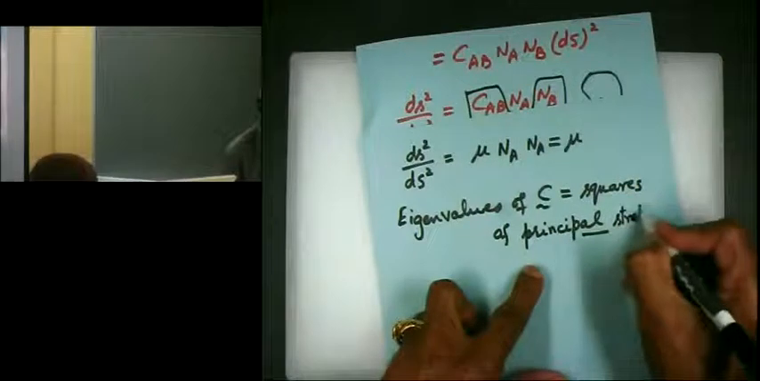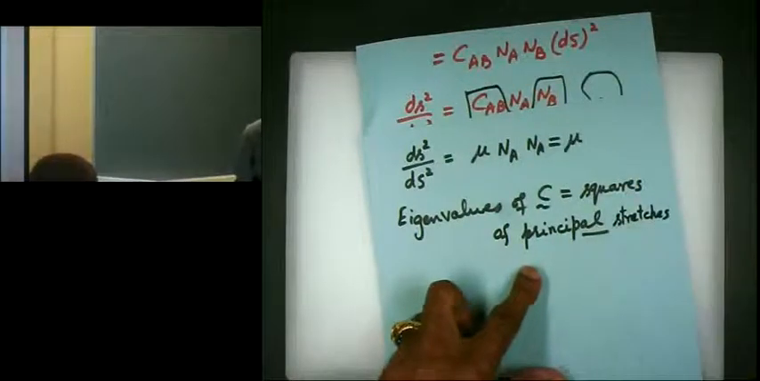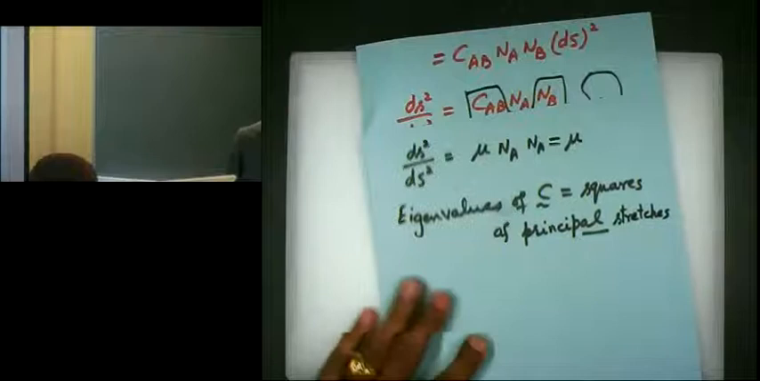Okay, so it's the squares of principal stretches. And eigenvectors of C are the directions in the reference configuration. And I have said that 5 times. And again, I'm afraid some of you are going to take that as in the current configuration or deformed configuration. This is in the reference configuration.